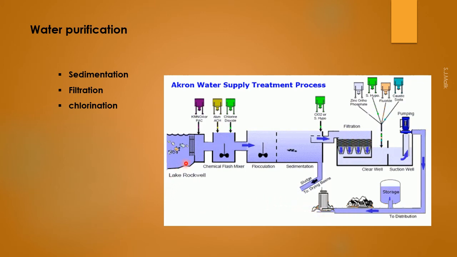One by one the steps are explained over here. You can observe sedimentation, then filtration, and then chlorination, clear well, and then it is supplied to houses.